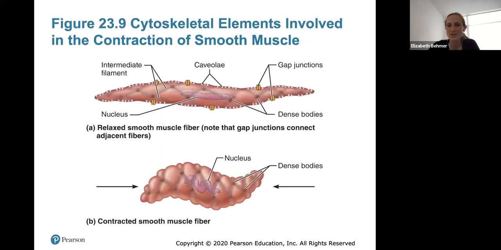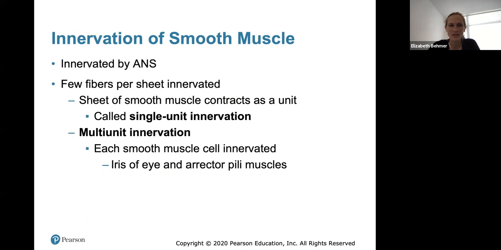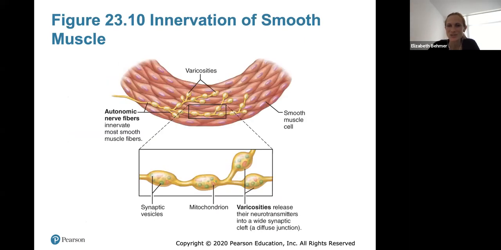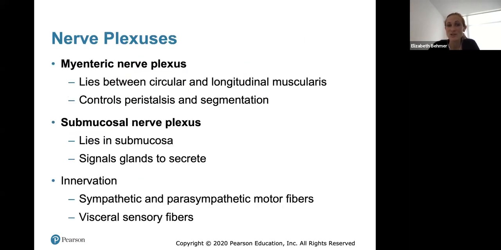So here we have the cytoskeleton elements involved in the contraction of smooth muscle, and I won't ask you too many questions about that. Innervation of smooth muscles by your autonomic nervous system. Again, I will not ask you too much about the innervation. You have different nerve plexuses to help innervate the different layers of the GI tract.